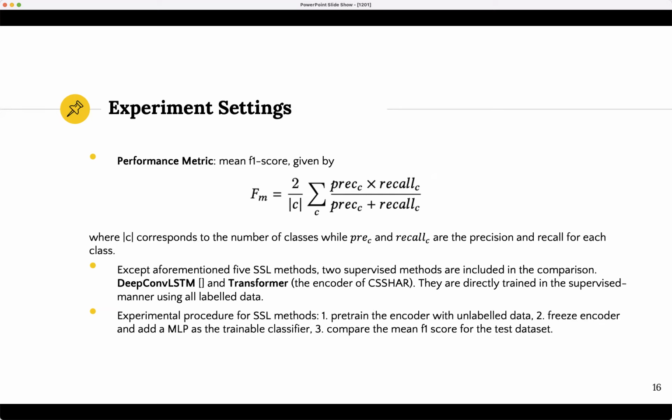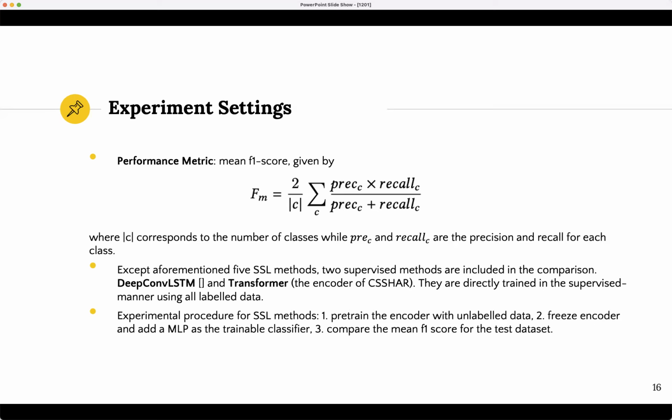And apart from the aforementioned 5 SSL methods, 2 supervised methods are also included in the comparison, like DeepConvLSTM. It's just a stack of convolution layers and LSTM. And the transformer, this transformer is the encoder in the CSSHAR. They have the same architecture. And those 2 models are directly trained in a supervised manner using all labeled data.